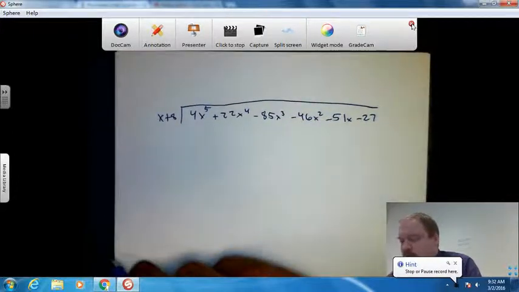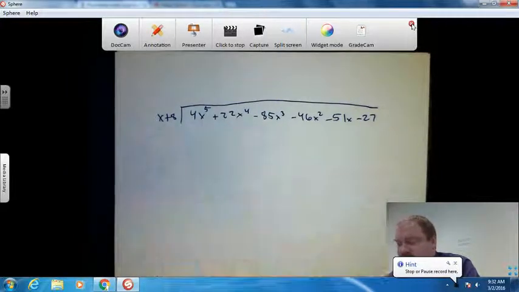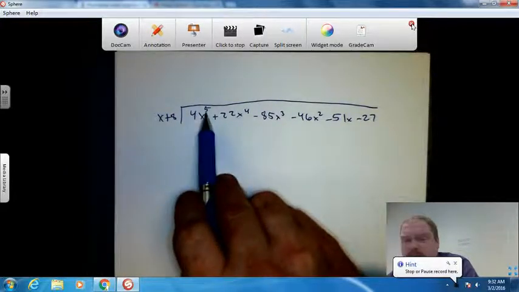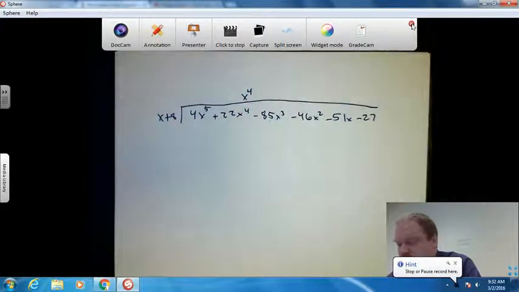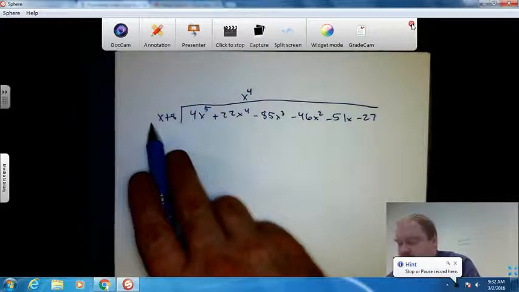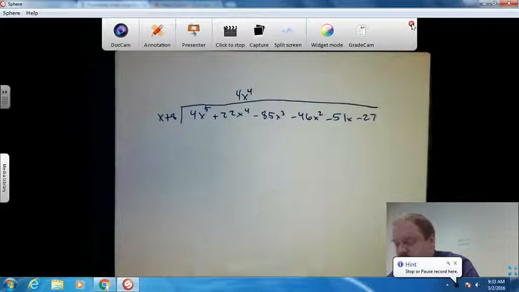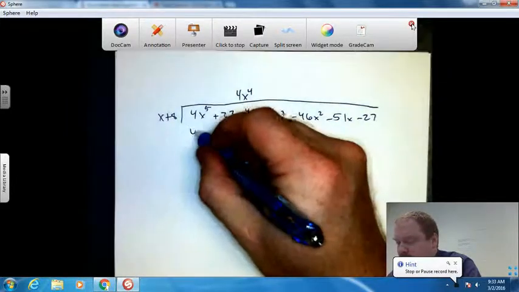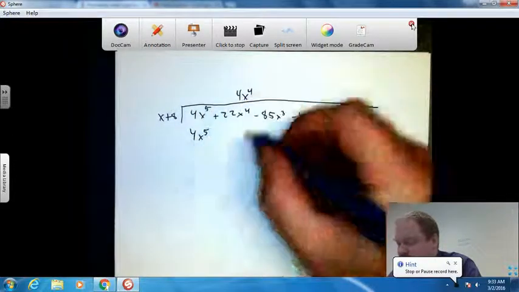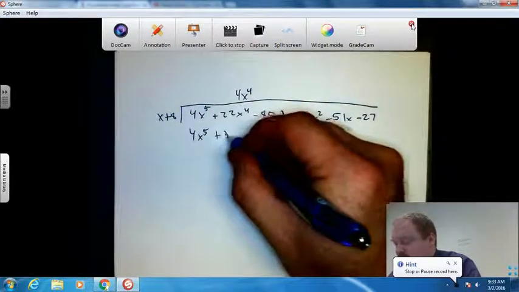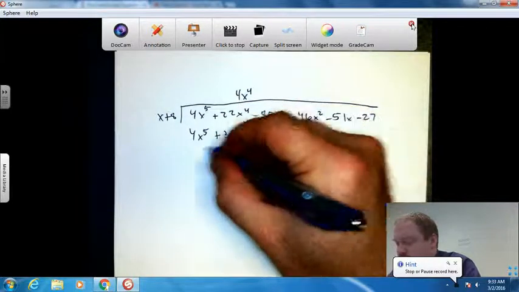So if you recall from class, I need the exponents to add up to be the inside number. So I need them to add up to 5. So I need 4 more x's. And then I divide the numbers. 4 divided by 1 is 4. Okay. And then I multiply. 4 times 1 is 4. 4 plus 1 is 5. 4 times 8 is 32. 4, then x to the fourth, and then I subtract.